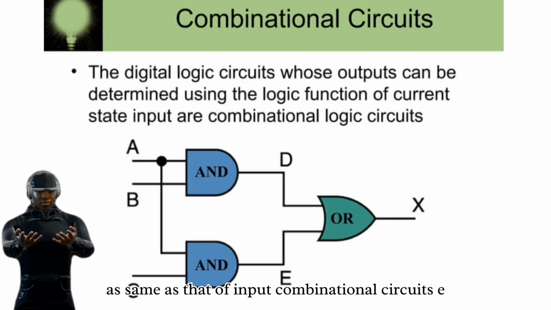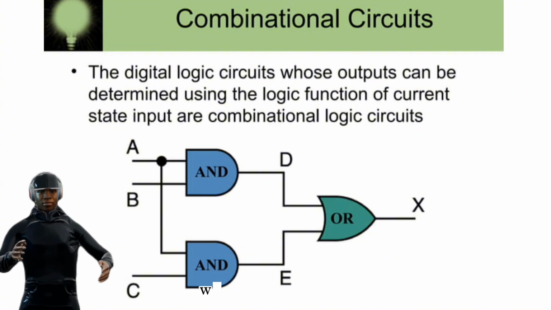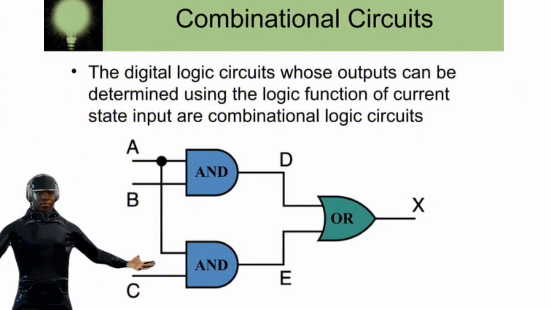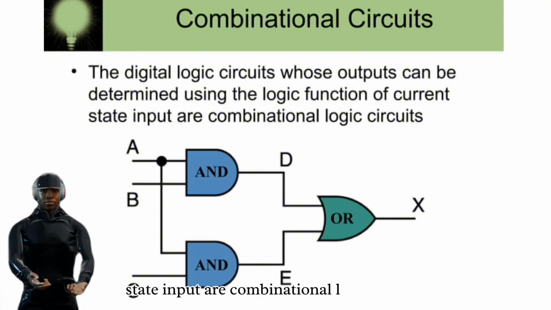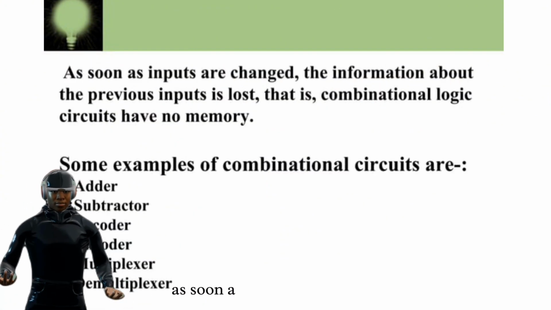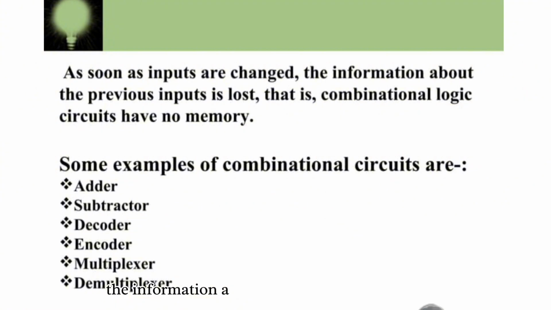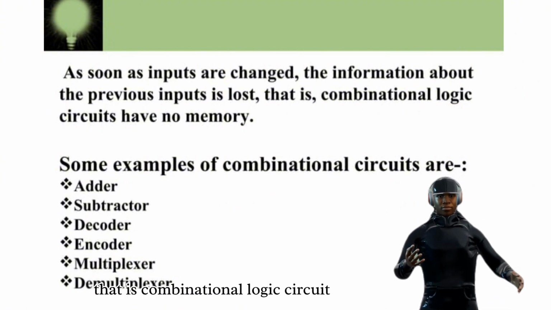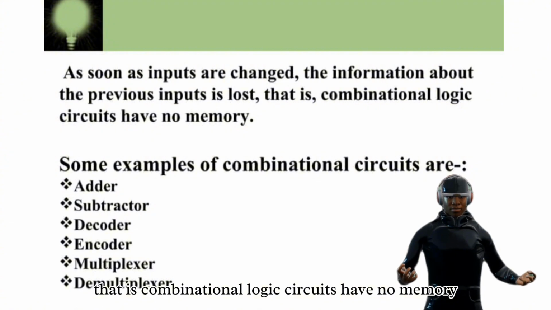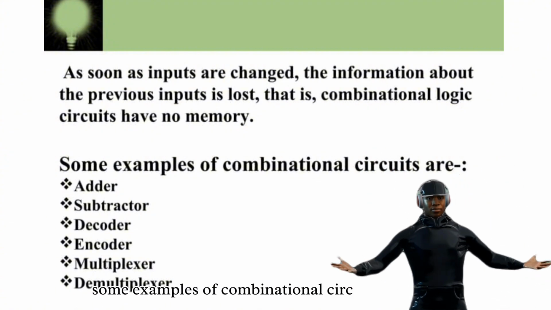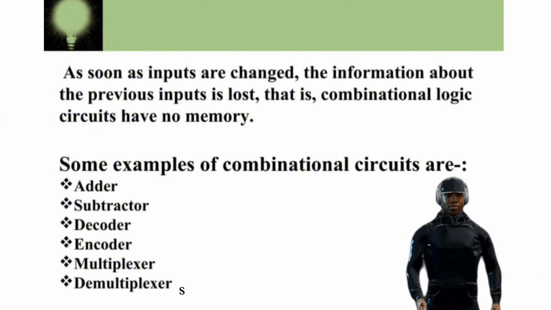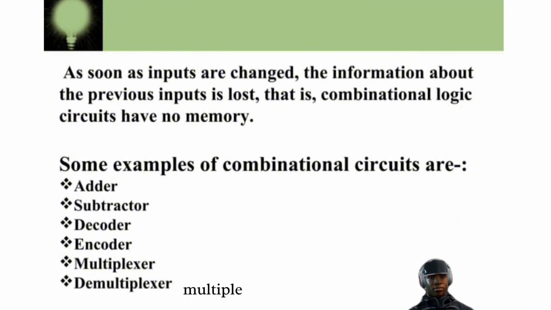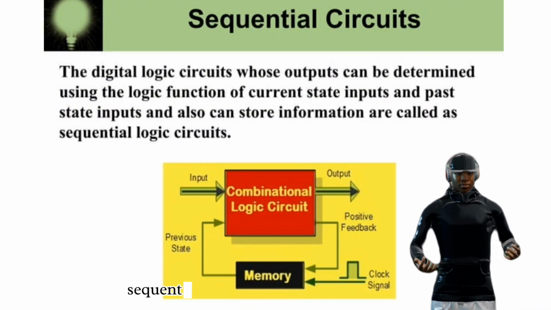Combinational circuits. The digital logic circuits whose outputs can be determined using the logic function of current state inputs are combinational logic circuits. As soon as inputs are changed, the information about the previous inputs is lost, that is, combinational logic circuits have no memory. Some examples of combinational circuits are adder, subtractor, decoder, encoder, multiplexer, and demultiplexer.